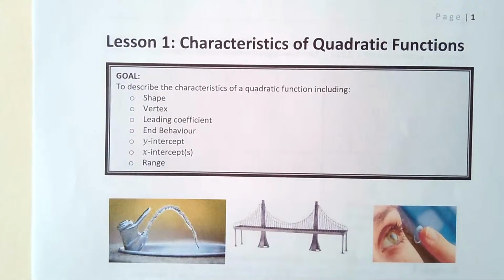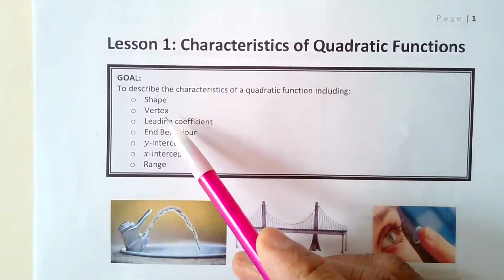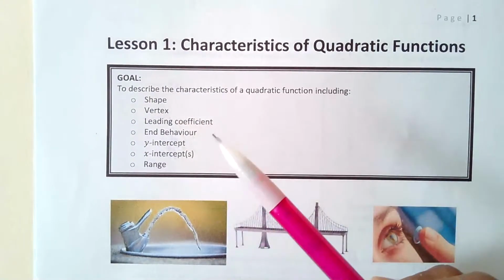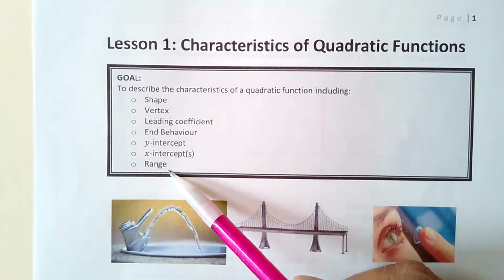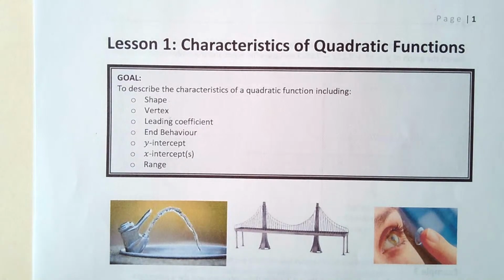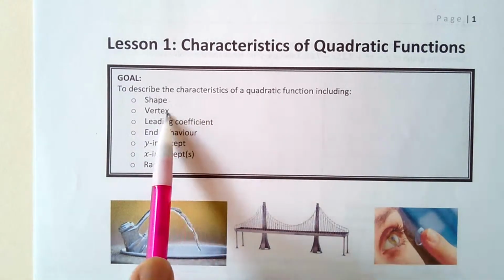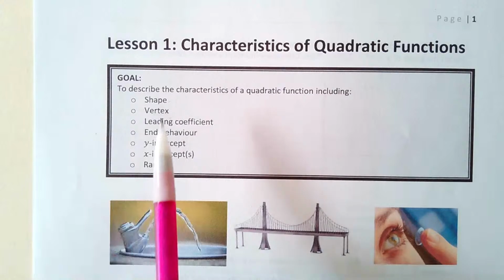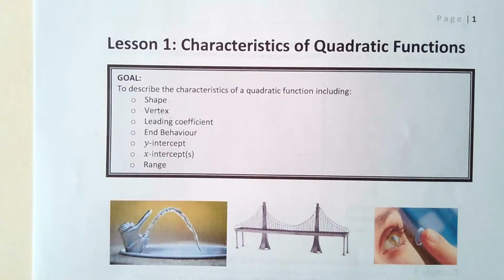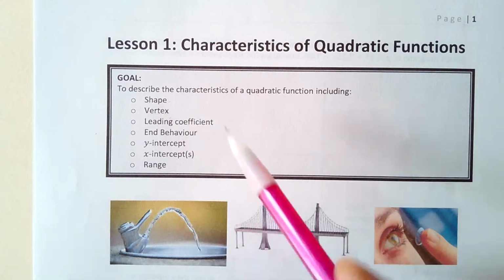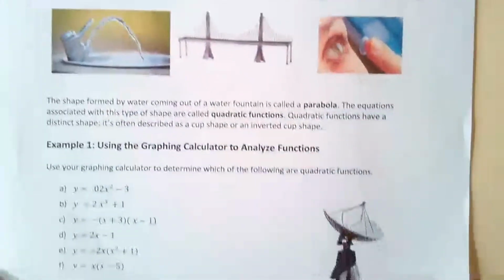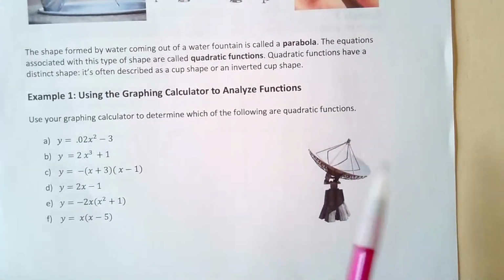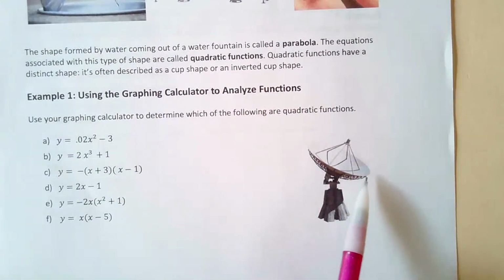So we look at the quadratic function, we look at its shape, its vertex, what does it mean? Leading coefficient and behavior, y-intercept, x-intercept, and range. In the previous unit, we looked at linear functions. We didn't look at vertex because there's no such thing as a vertex in a linear function. So that's one of the many differences between quadratic functions and linear functions. For those of you who've seen satellite dishes, it is a quadratic function. It's a parabolic shape.